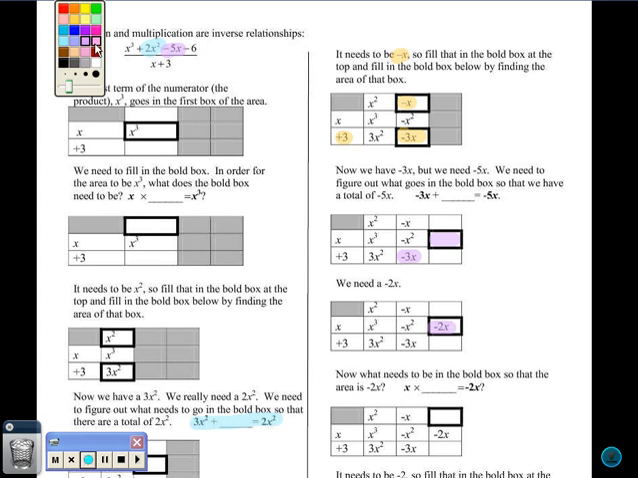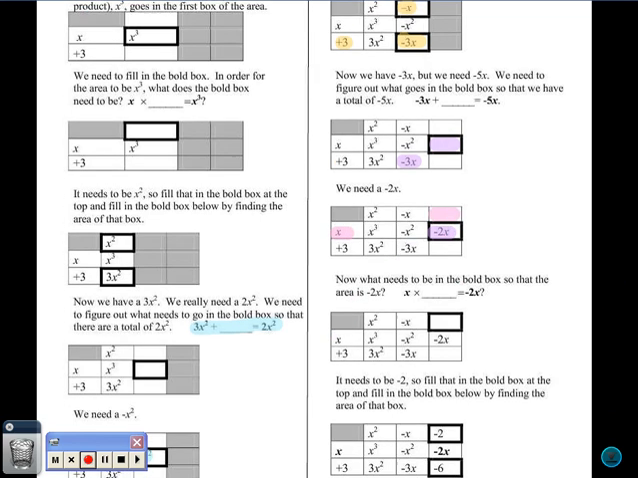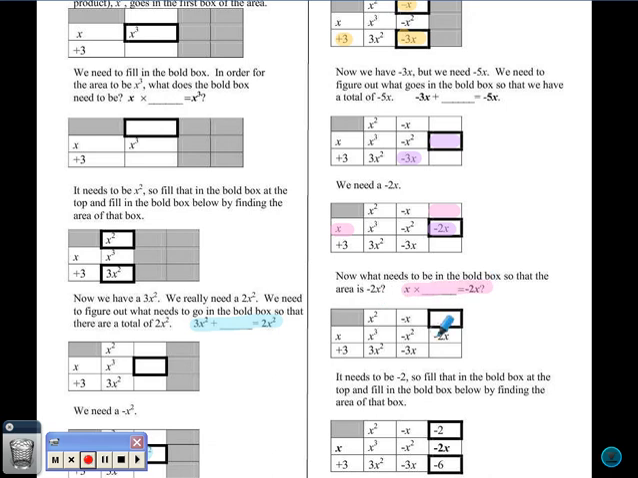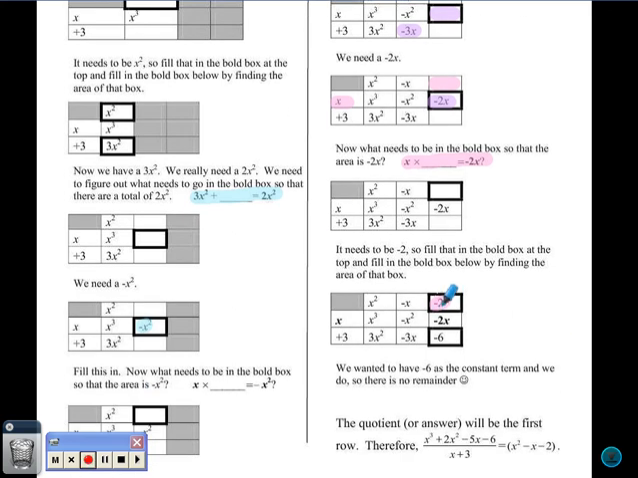Then we use our puzzle piecing skills again. If this is x and this is negative 2x, what would go here? So x times what is negative 2x? Well, x times negative 2 is negative 2x. And then negative 2 times plus 3 is how we got our negative 6.